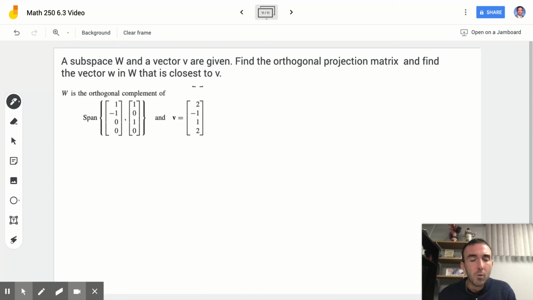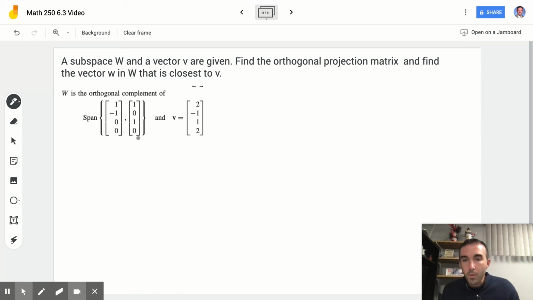So the use that we're going to start talking about now, and then in the next section, is this idea of a closest vector. We want to minimize distance from one vector to another, and that'll help us with least squares. So here, I give you a subspace and a vector. We want to find the orthogonal projection matrix, and then the vector in W that is closest to V.